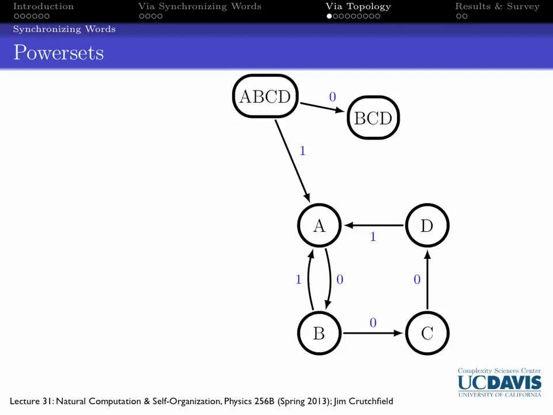This should look familiar from the mixed state algorithm, which is the probabilistic generalization of doing this. So from BCD, if I see a 0, I know I'm in CD. But if I see a 1, I know I'm in A. And from CD, if I see a 0, I know I'm in D. And if I see a 1, I know I'm in A. And we can encapsulate all the synchronizing words of a machine by doing this type of construction.